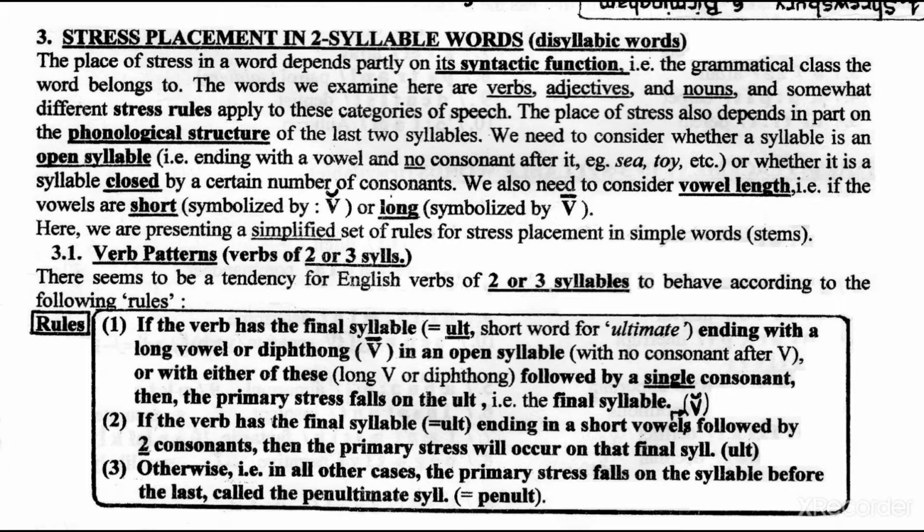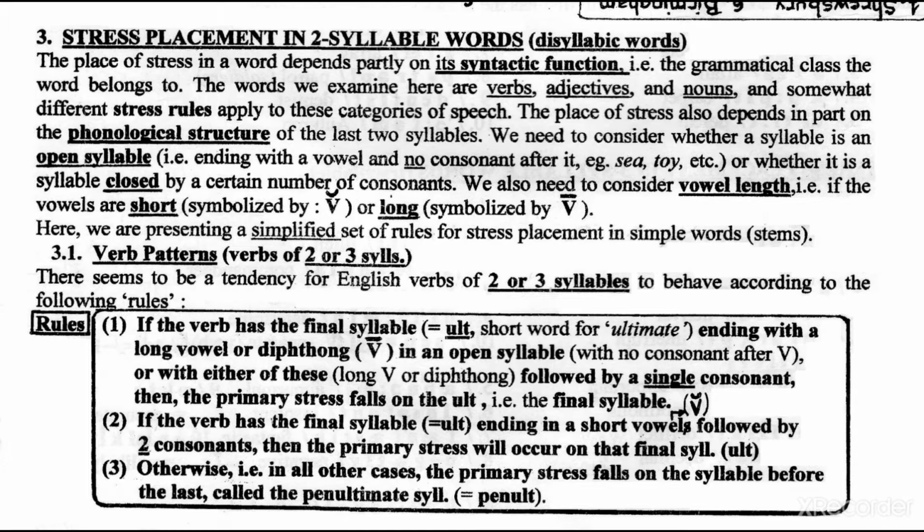The place of stress also depends in part on the phonological structure of the last 2 syllables. We need to consider whether a syllable is an open syllable. So what do we mean by an open syllable? It's a syllable ending with a vowel and no consonant after it. So an open syllable ends with a peak. It has no coda, no consonants after the peak.